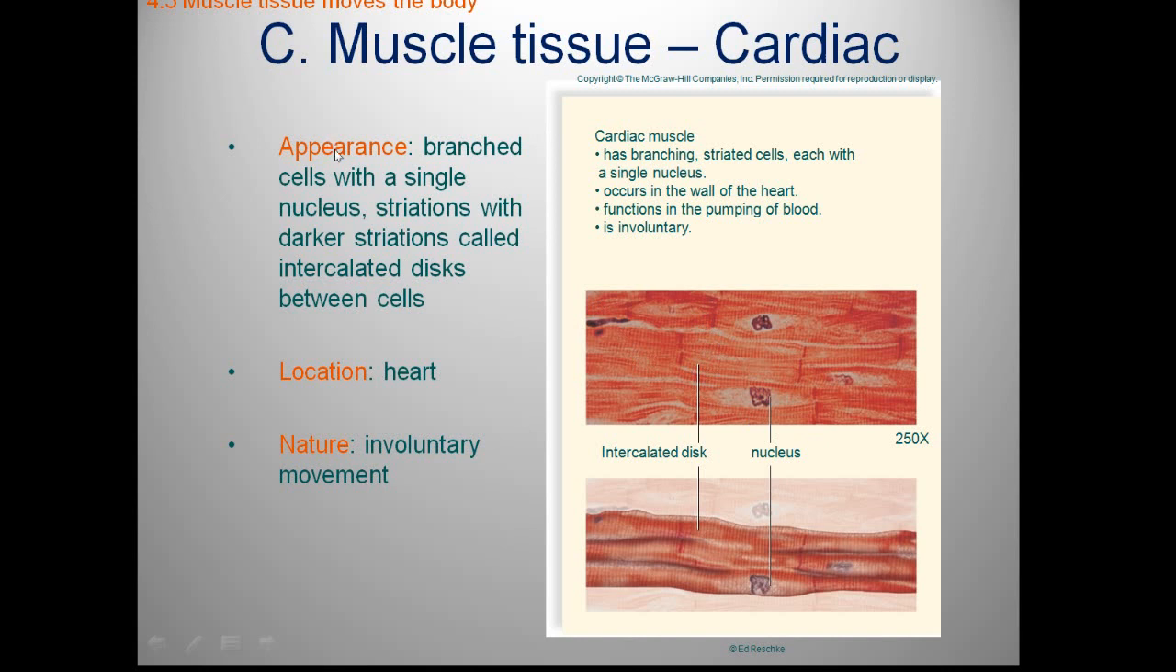If you looked at the cells, they are striated, like skeletal muscle. They have a single nucleus. They have these little things in here that are called intercalated discs. They're these dark spots in between the cells. The intercalated discs are going to allow the heart to beat as a unit. So cardiac muscle is what makes our heart work. It's going to be what keeps our heart pumping.